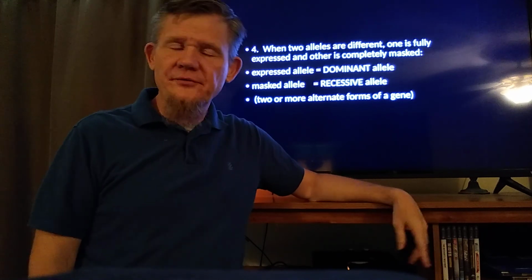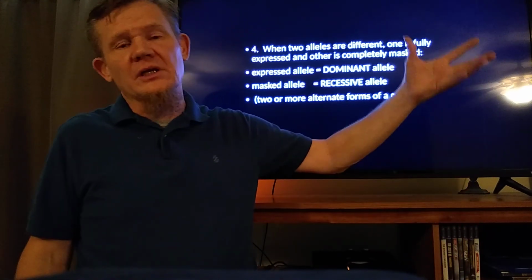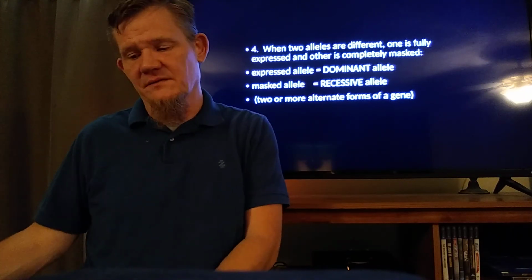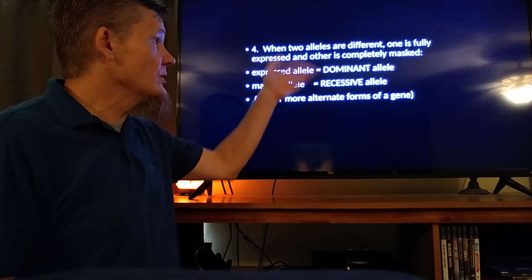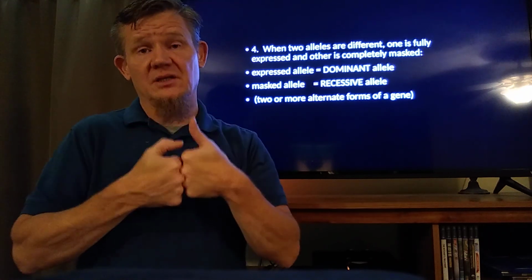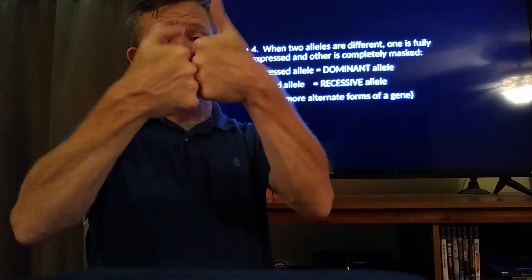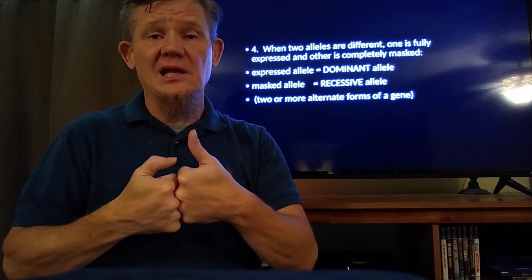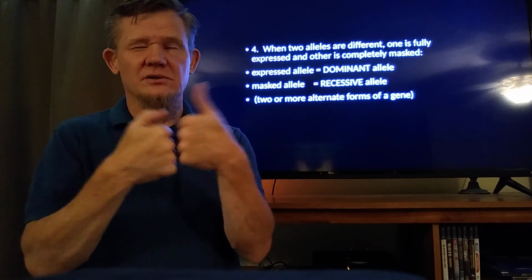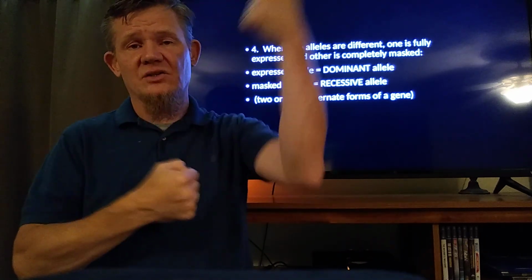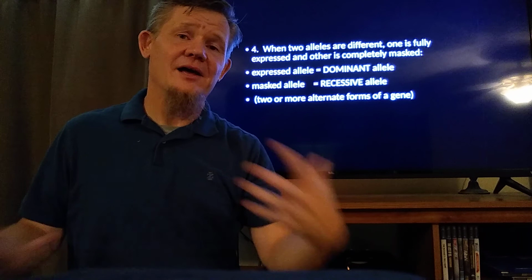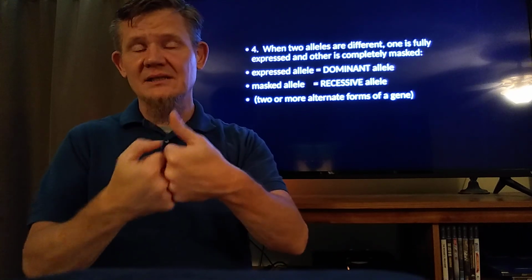When the two alleles are different, one is fully shown and the other one is fully hidden. The one that's fully shown is called the dominant, and the one that's fully hidden is called the recessive. And again, if the two alleles are different, if I have a purple flower gene and a white flower gene, the question is, what color should the flower be? Because I've got two different inputs. This one says make it purple, this one says make it white. Well, which one do I choose? There's no choosing. The dominant one is the one that gets shown, and the recessive one gets hidden. When the two are different, heterozygous, the one that gets shown is the dominant.